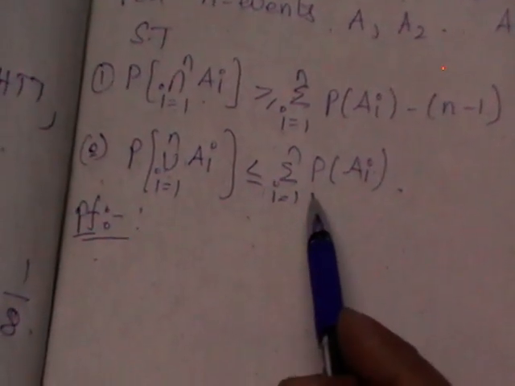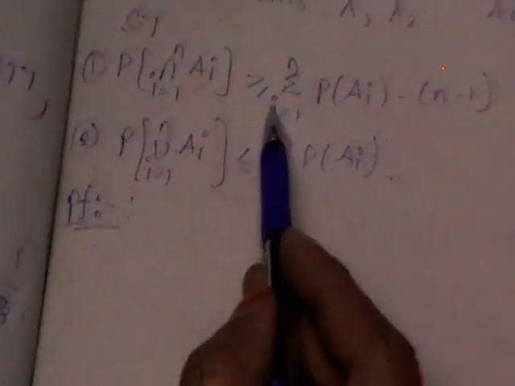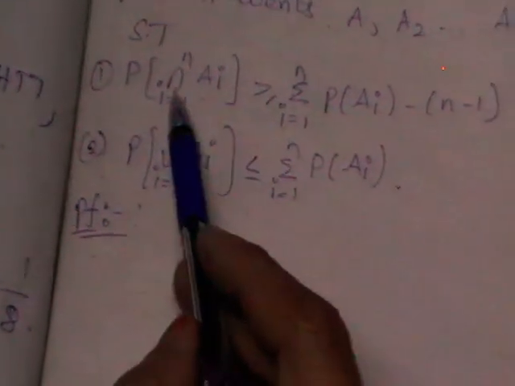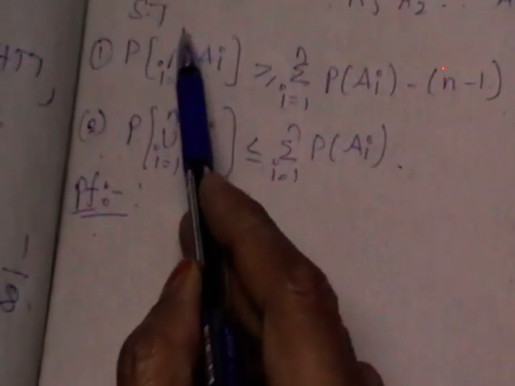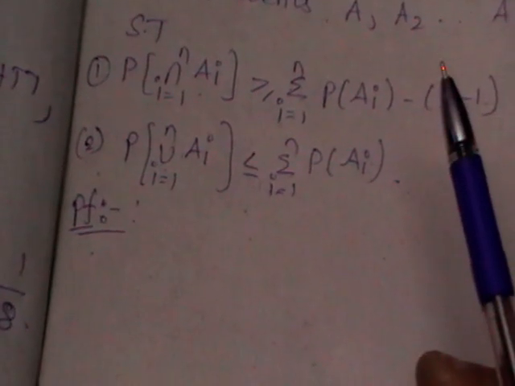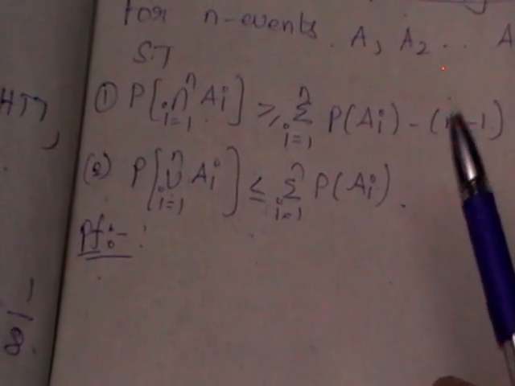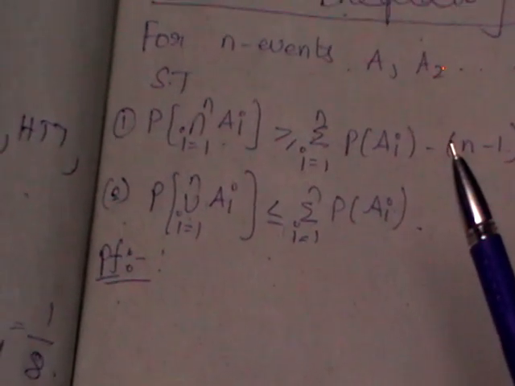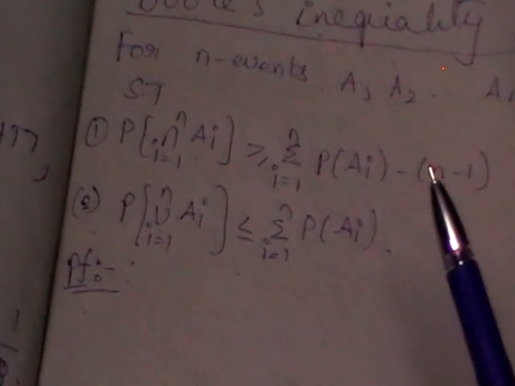To prove this, we are going to make use of the addition theorem. This statement also involves n events, so here also we are going to make use of mathematical induction. Whenever we have the case of more than two events, whenever the statement involves n, we are going to make use of mathematical induction.